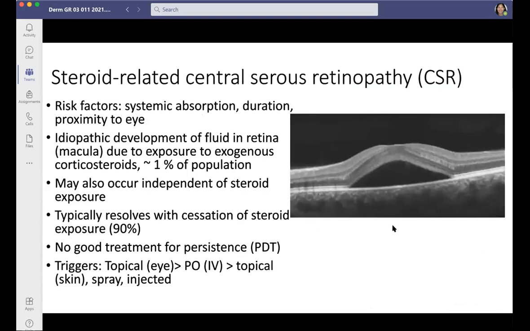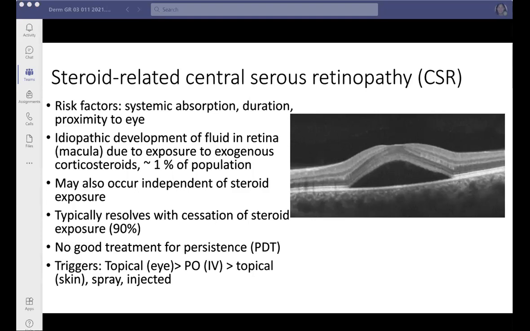from steroids. So steroid-related central serous retinopathy, which we call CSR, sometimes CSCR for choroidal retinopathy. This is a little bit of a mysterious condition because it can happen due to steroids or it can happen completely independent of steroids. It's thought to occur in about 1% of the population, at least per the literature, although that seems a bit high to me. And that includes all comers, so independent of steroids and those steroid dependent.